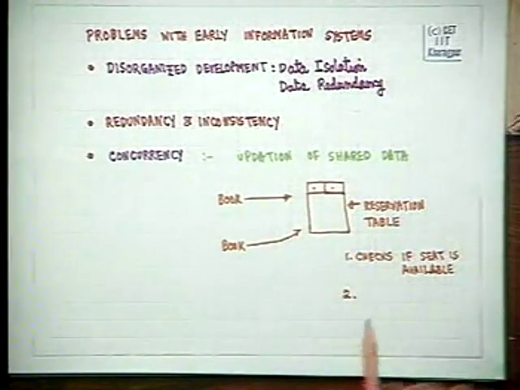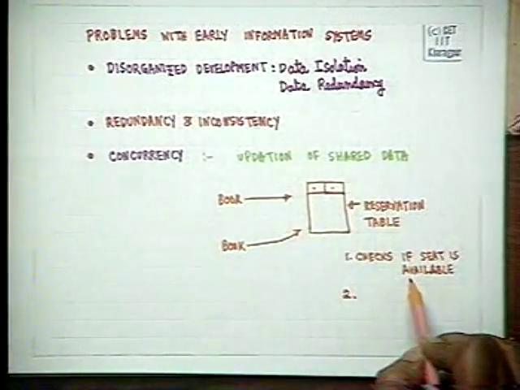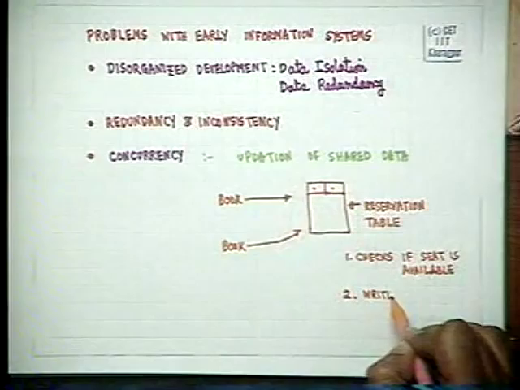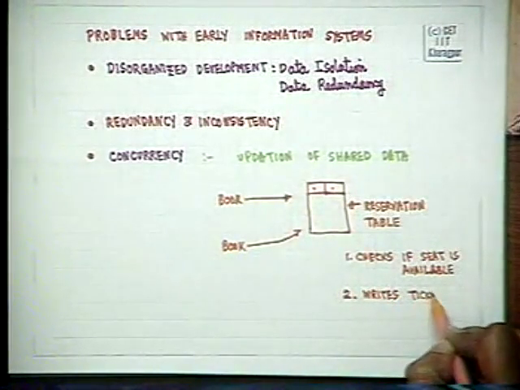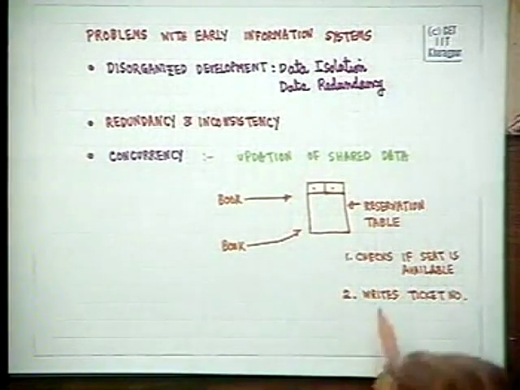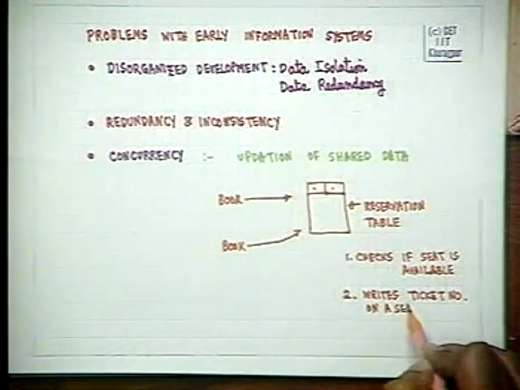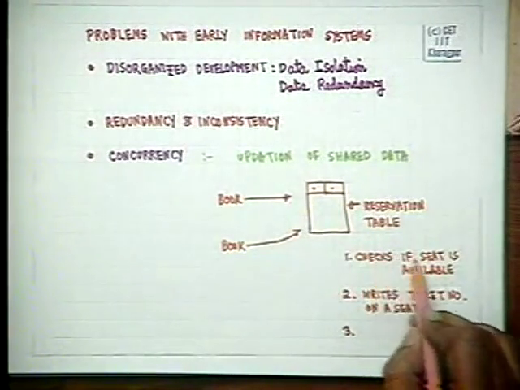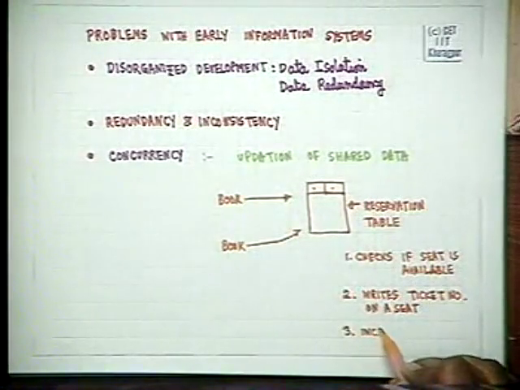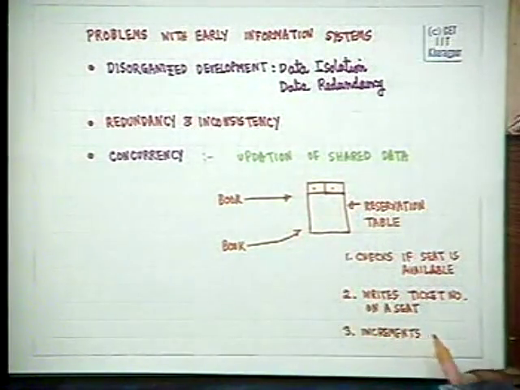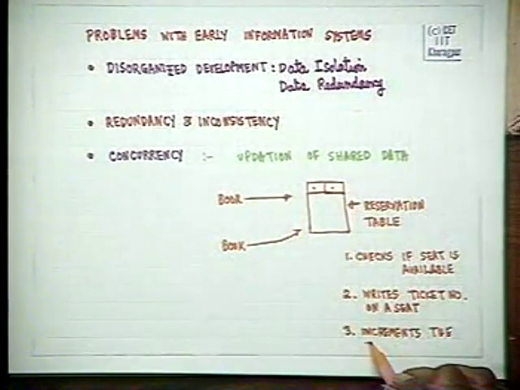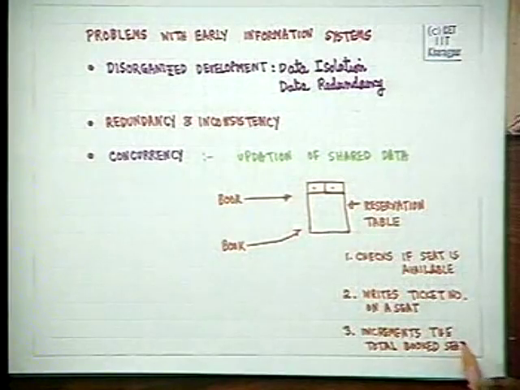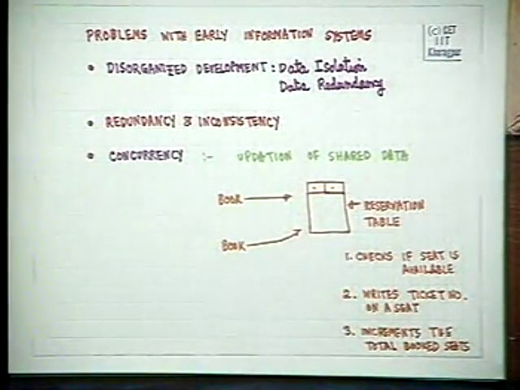Second, if it passes through this test that seats are available, then it goes down and writes into a particular seat position the ticket number for that particular seat. So for a particular seat it writes down that ticket number, and the third thing it does is, if the seat is available, it increments the total seats counter, total booked seats. So it increments the total number of seats which are booked.